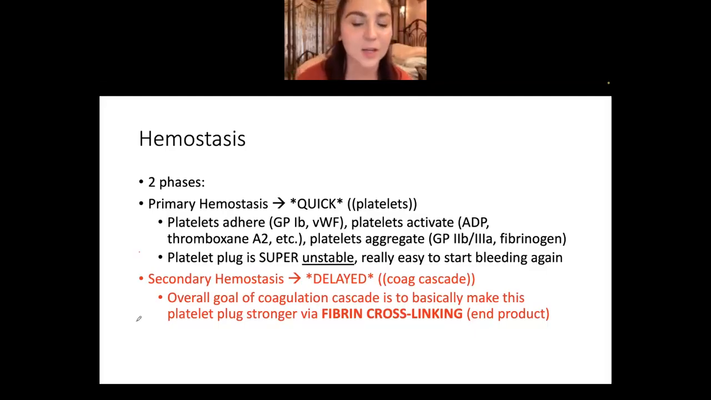And I'm really emphasizing the cross-linked because there are certain coagulation disorders where you get all the way down the coagulation cascade, but you don't get that cross-link. And that's a disorder because you don't get a strong clot. So this is the end goal. We want a cross-linked fibrin clot.